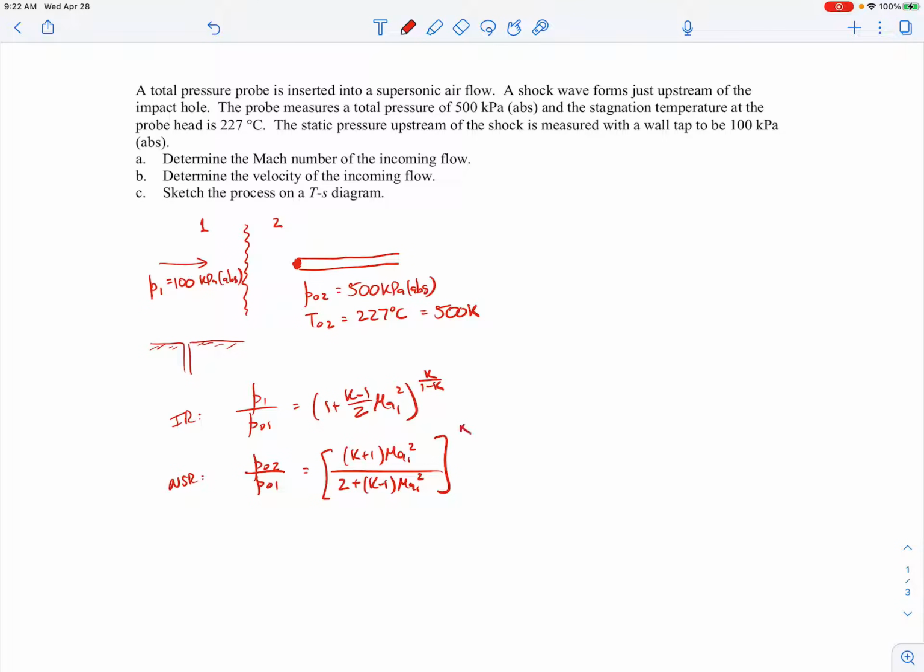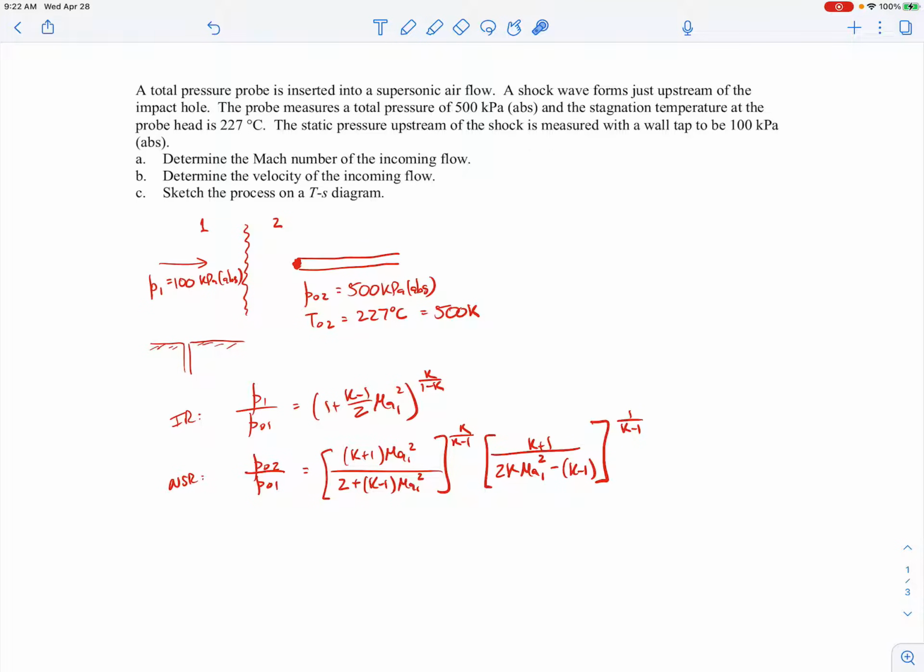But I'll just write the formula here to be complete. This was actually derived in the lecture material. So that's how we can relate the stagnation pressure ratio across the shock. Again, we don't know Mach number 1 and we don't know P01. We do know P1, however.